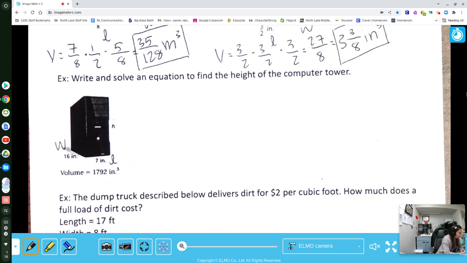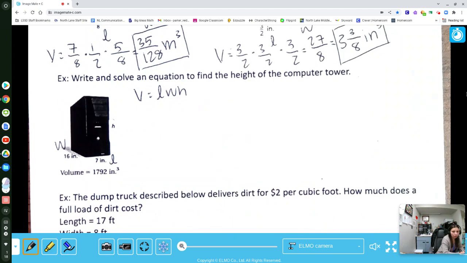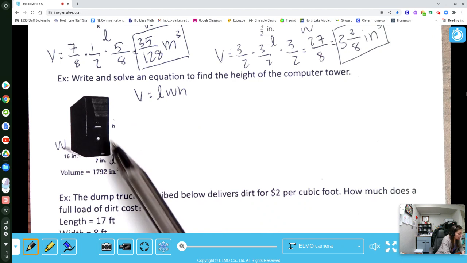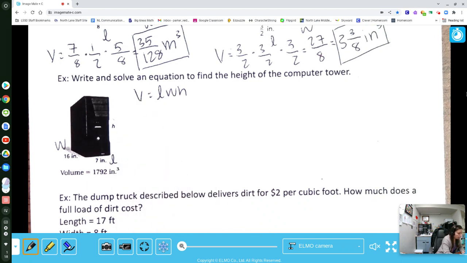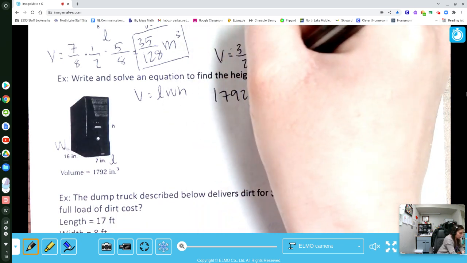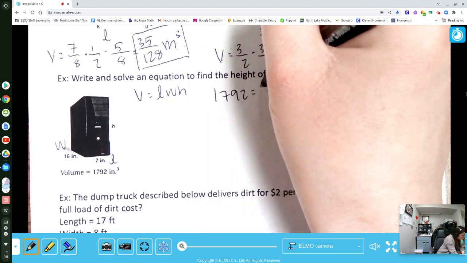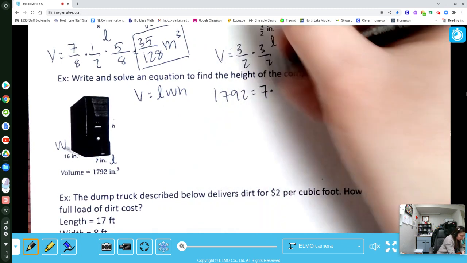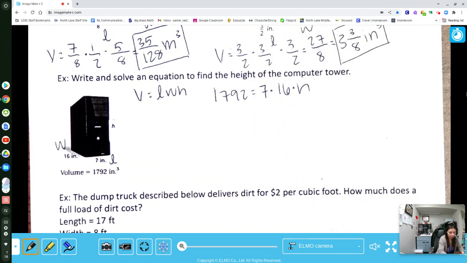So what I'm going to do is first write down my volume formula. Volume equals length times width times height, LWH. And I'm going to replace each of these variables with their values. The only one I don't know is h. So h will stay h, but I can replace volume, length, and width with their values. So volume is 1,792. So volume equals length 7 times width 16 times height. I do not know height, so I'm going to leave it as h.